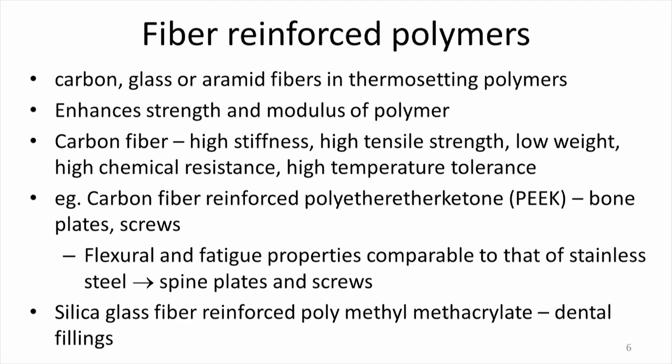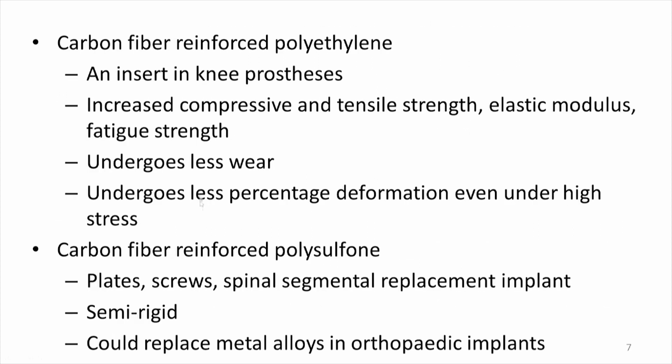Silica glass fiber reinforced PMMA is used in dental fillings. The fiber gives the toughness. Carbon reinforced polyethylene is used in knee prosthesis. There is a lot of attrition, a lot of bending and flexural loading, and the carbon fiber helps. It gives improved compressive and tensile strength, elastic modulus, fatigue strength, undergoes less wear, undergoes less percentage deformation even under high stress, whereas polyethylene may have higher wear and more deformation.